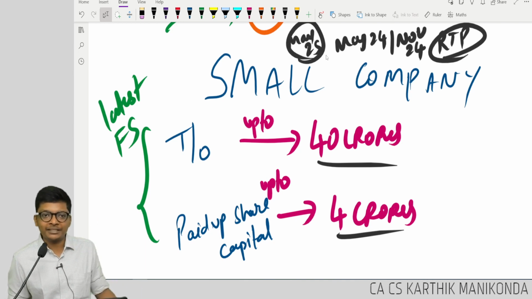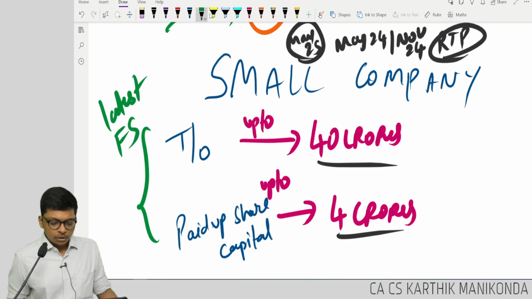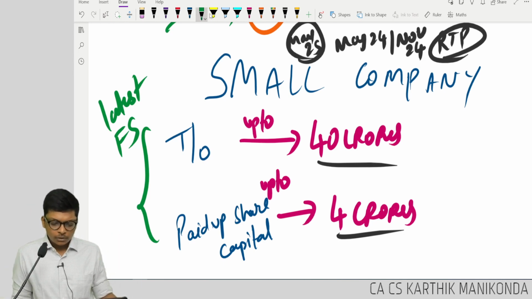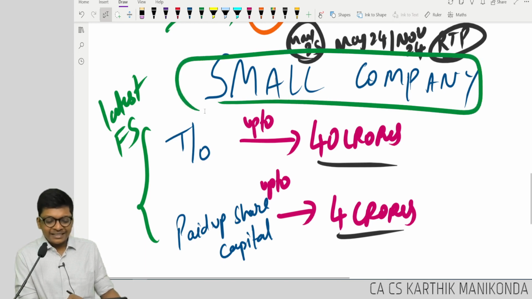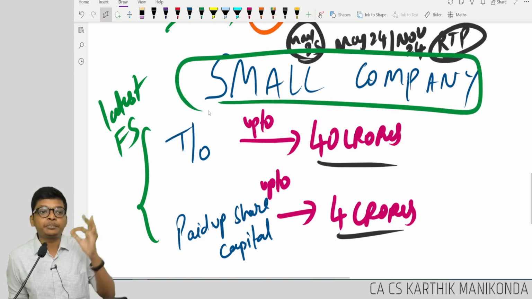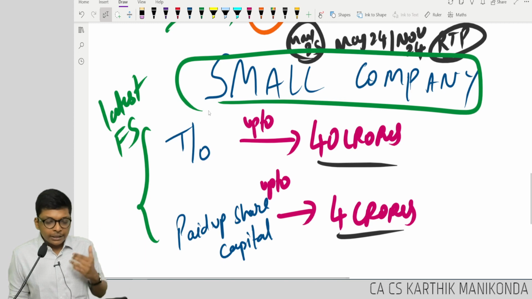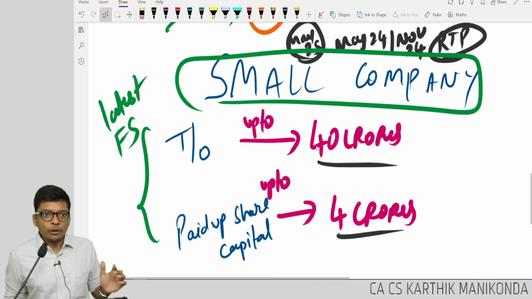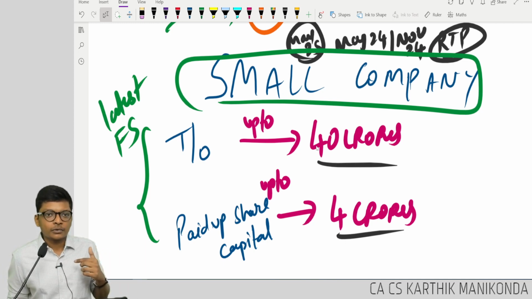Are you following, guys? Okay. Today this is the limit. Are you following? Okay. This gets amended usually every 6 months. Why? It used to be only 2 crores before, paid up share capital. Turnover used to be only some 20 crores. Why are they increasing every year? Can someone tell me?